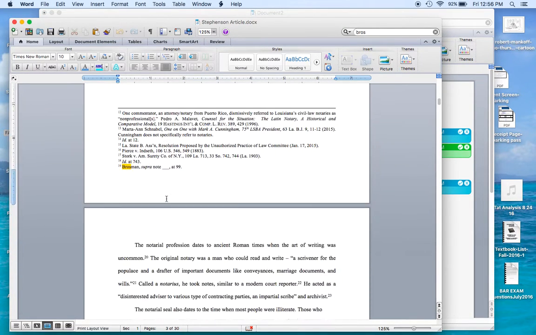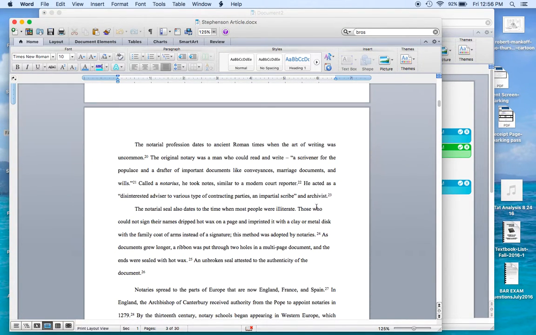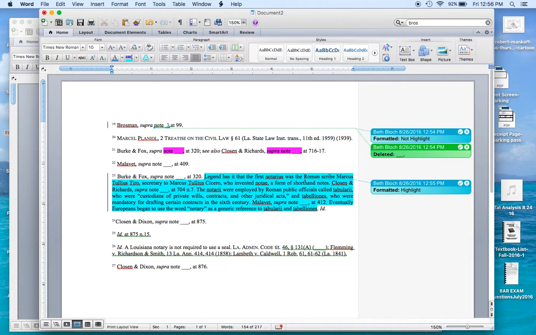So let's go to footnote 23. Under footnote 23, she's saying he acted as a disinterested advisor to various types of contracting parties, blah, blah, blah, archivist. So I think what Professor Stevenson is doing here is explaining some more about where notaries come from and why they're there. And it goes back to the Latin, as in Marcus Tullius Cicero. So that's what's going on there.